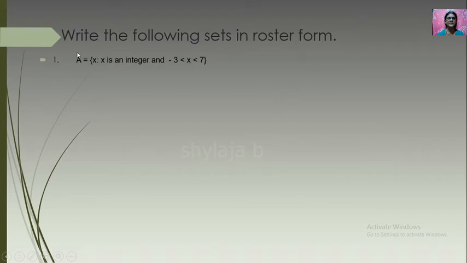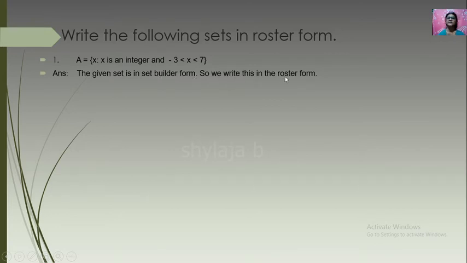First example: set A is x such that x is an integer and minus 3 less than x less than 7. So x is in between minus 3 and 7. X is not equal to minus 3. X is not equal to 7. Look carefully here. But it is in between minus 3 and 7. You can write x is greater than minus 3; greater than minus 3 is minus 2. It begins with minus 2.